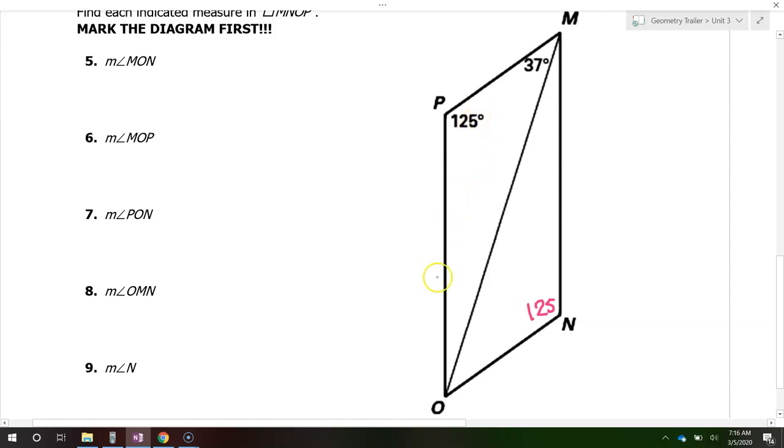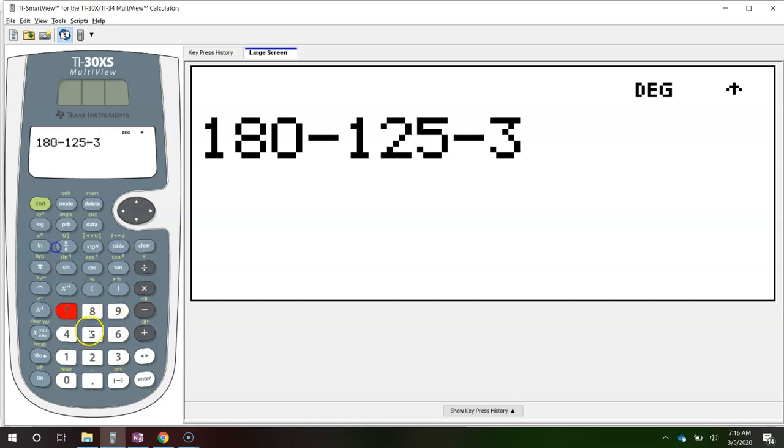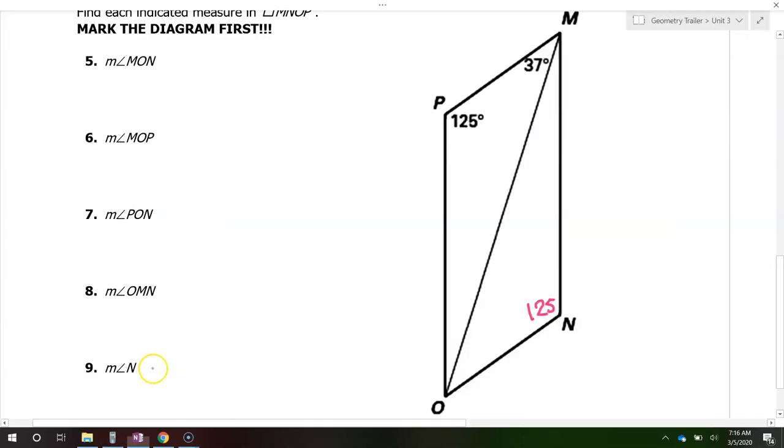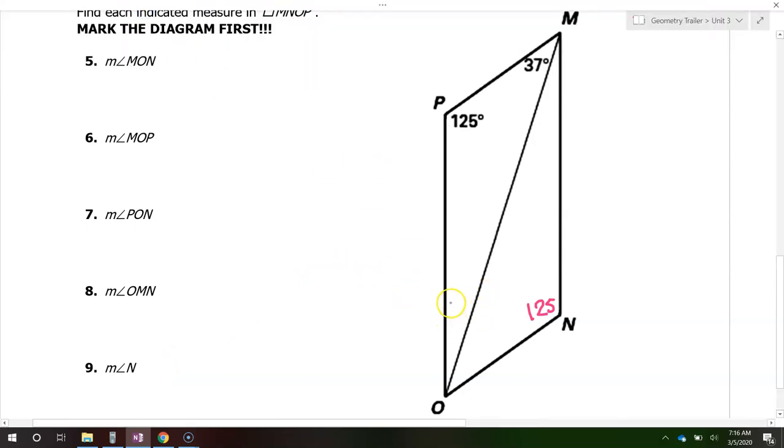What else can I do? Let's use the fact that the sum of the angles in a triangle is 180. So I see that I have two angles in the triangle. So I should be able to find the third angle by subtracting from 180. So let's see, 180 minus 125, minus 37 is 18. Okay, so that means that this angle is 18 degrees right down here.